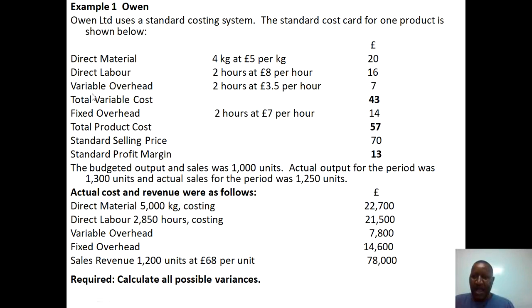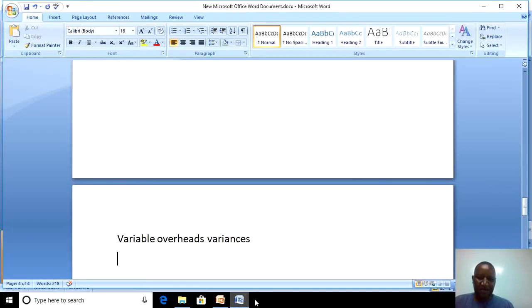So let's go. We have the variable overheads, that's standard variable overheads, 2 hours per unit at the rate of 3.5 pounds, and that's what gave us 7. What other thing do we need to pick? Actual output, 1,300. What else? Actual variable overheads, given there, 7,800. So let's go back to our worksheet and pick out these values, then we work them out.